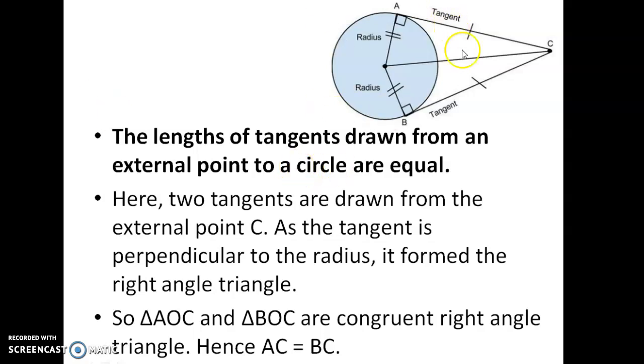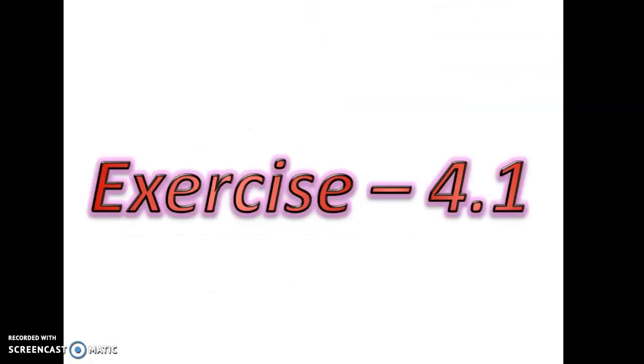So how are we going to prove that these two tangents are equal? We are going to use the right triangles, and we can say this by the Pythagoras theorem or by congruence of right triangles. Radius and radius are equal, this is the common side, and both have a right angle. So by the RHS theorem or by the Pythagoras theorem, we can prove that these two tangents are of equal length. That's the proof. By this, we can solve exercise 4.1.